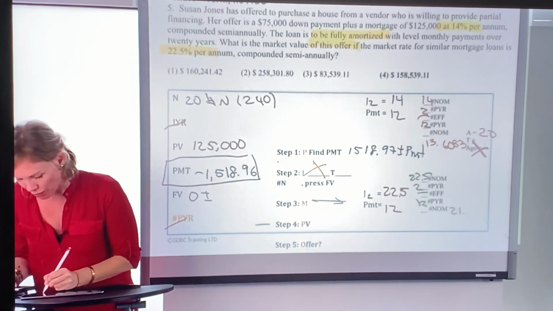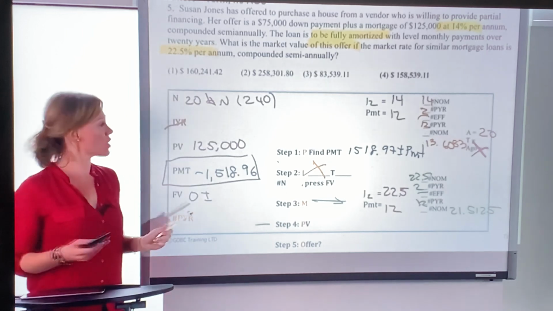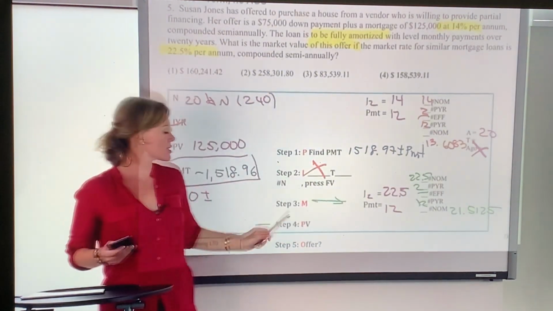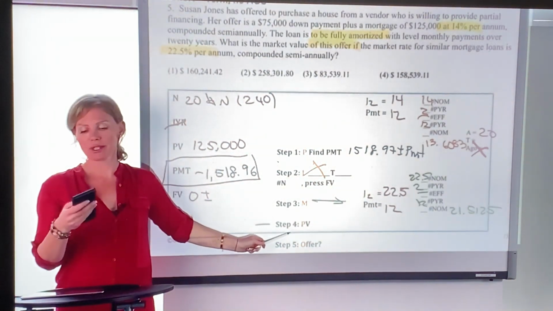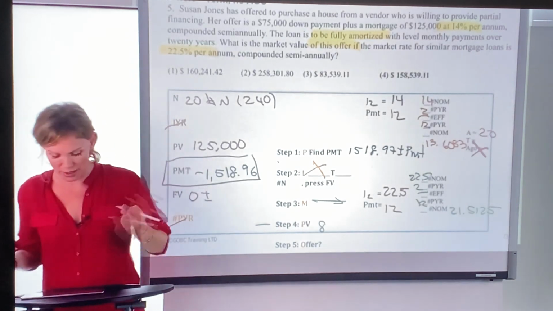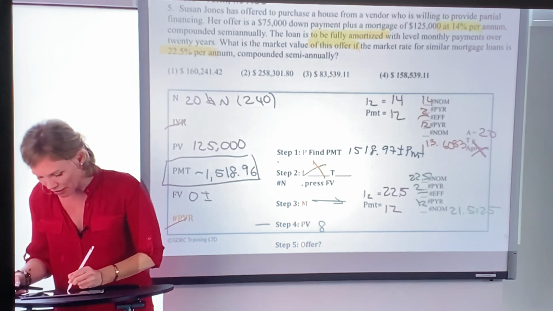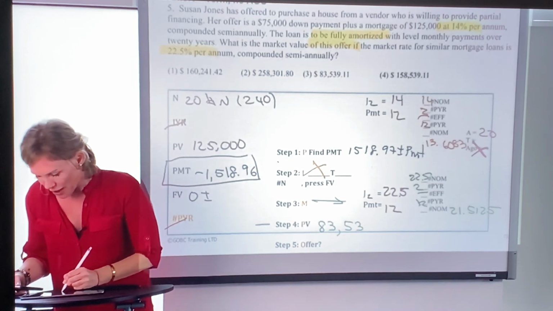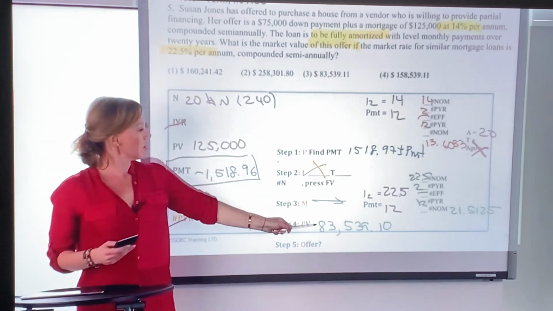Did you get 21.5125? Okay, good job. Nice and close, not too far. Step 3 is finished. Step number 4, you press your PV. So press PV, it should be a positive number and it should be lower than your, actually it doesn't have to be, but in this case, yes, lower. 83,539.10. Okay, so that's your PV.